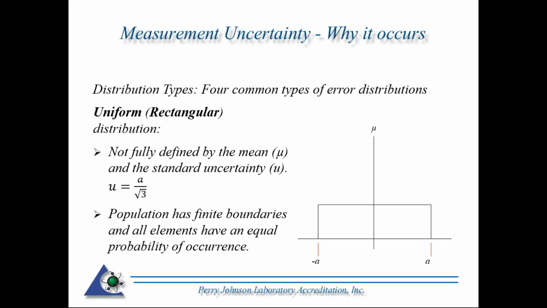And again, I'll specify up here our divisor for a rectangular distribution is the square root of 3. And a typical rule of thumb is if you're not sure what type of distribution something falls into, chances are it's going to fall within a rectangular distribution.